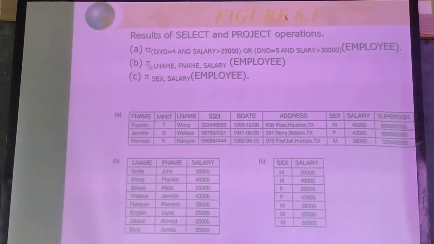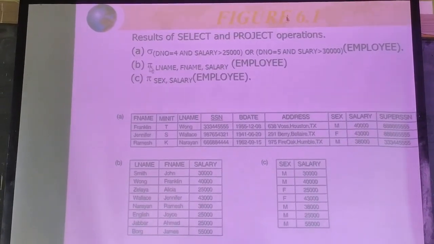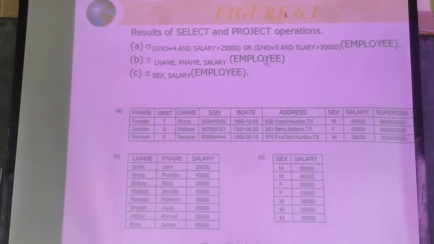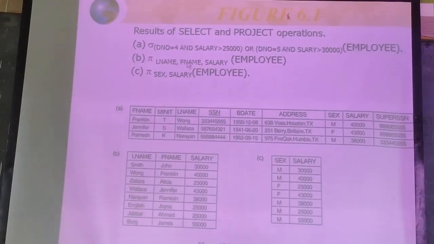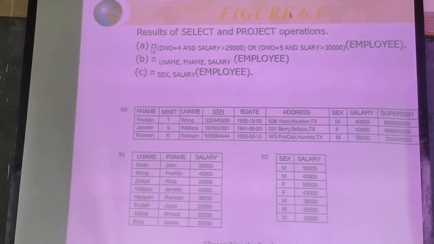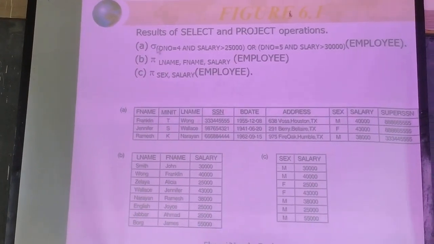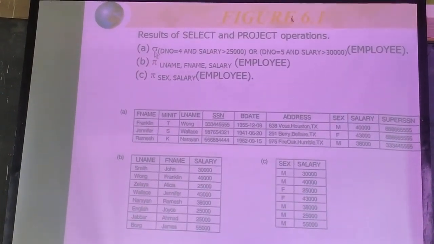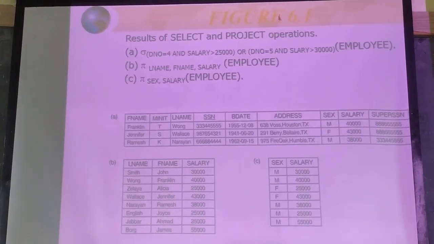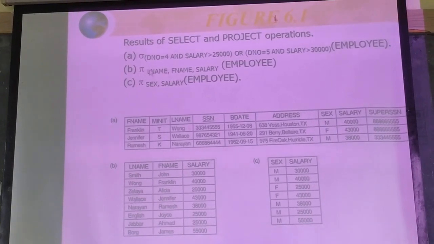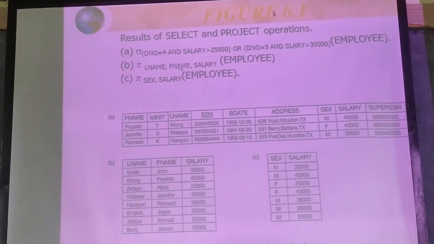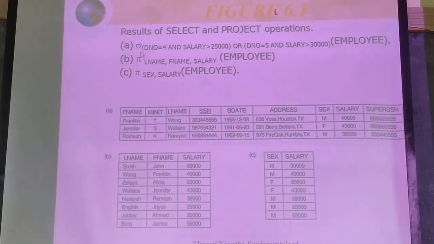And here we have a project operation. The project operation is very simple. It retrieves only the specified attributes from the employee table: the last name, first name and the salary from the employee. So what we should understand between the select operation and the project operation is that select chooses tuples, that means all attributes of the relation, while the project operation selects only certain attributes from the employee table. That is the major difference between the selection and project operations.